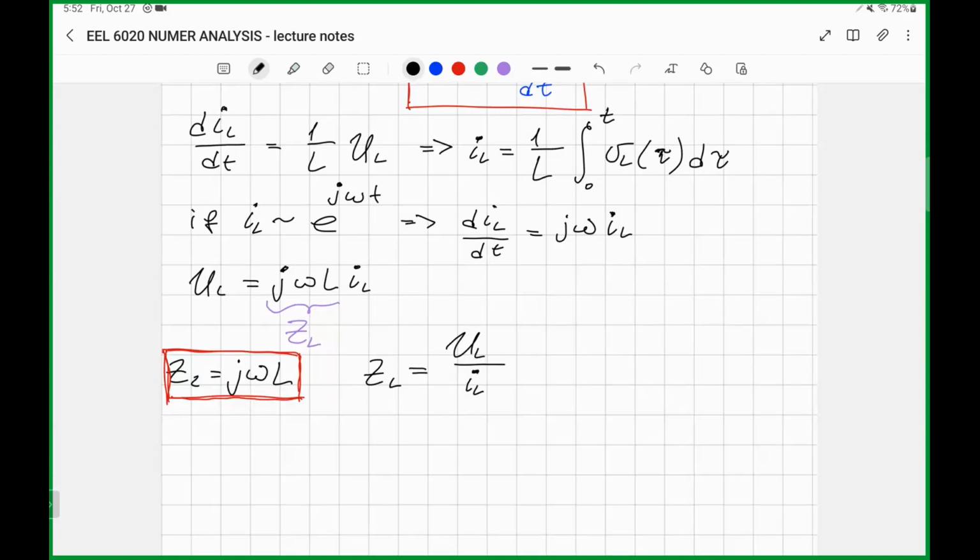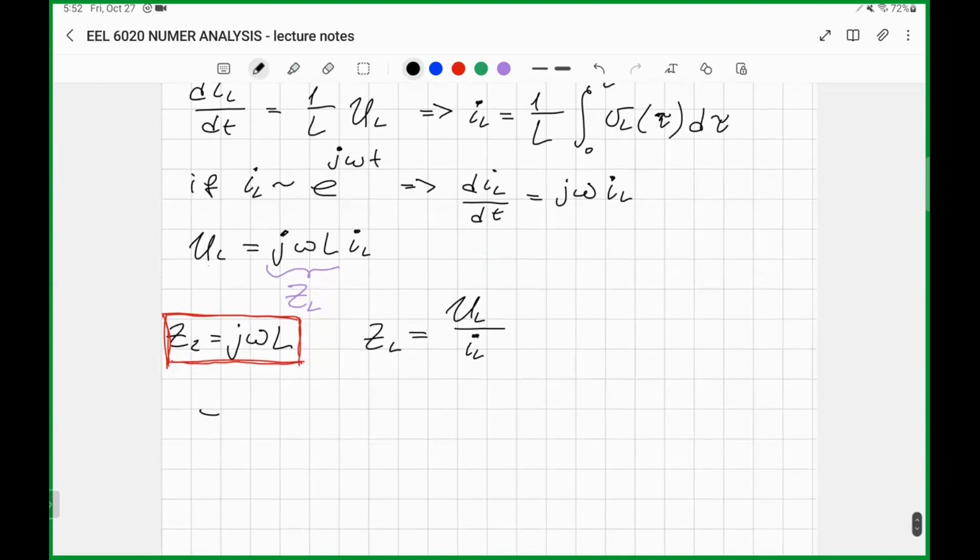So on the other hand, if I recall this Euler's formula, cosine alpha plus I sine alpha, right? I use J.